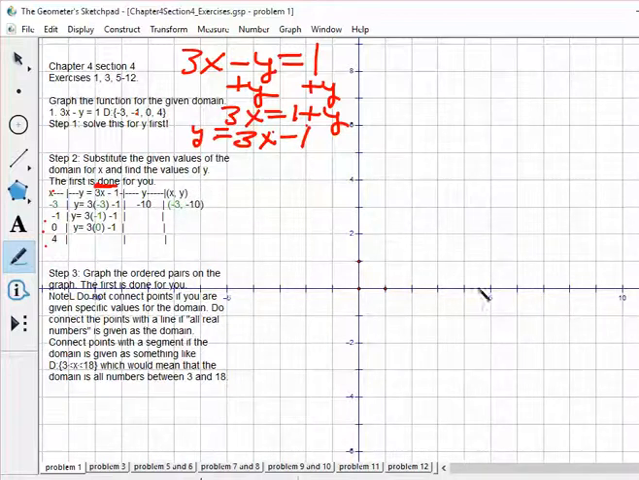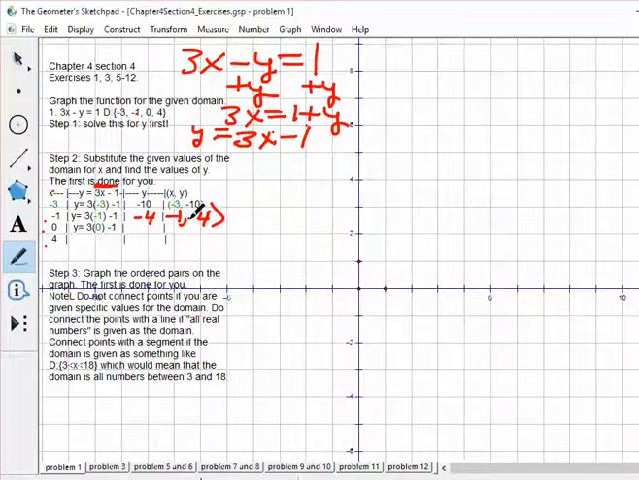Now you can graph that right away if you want, but let's finish our table first. Then I'm going to plug in -1. So 3 times -1 is -3. -3 minus 1 is -4. So I would have the point -1, comma, -4.